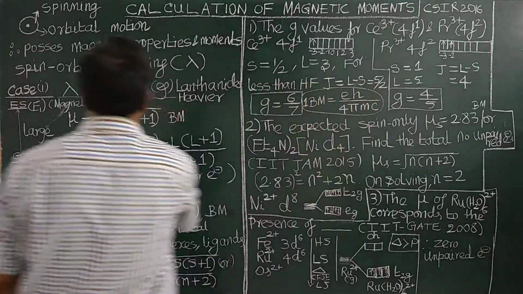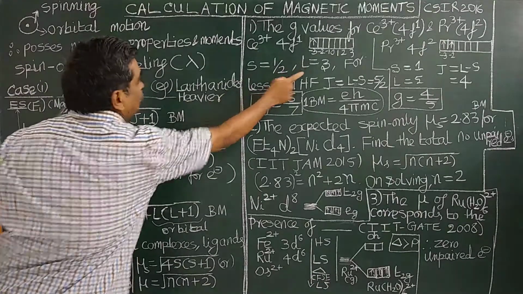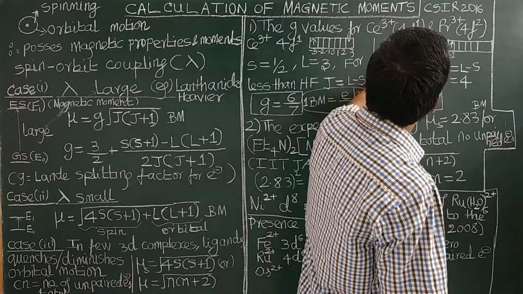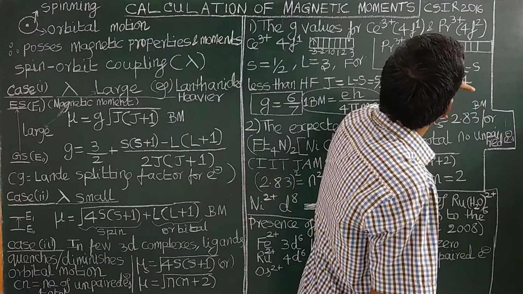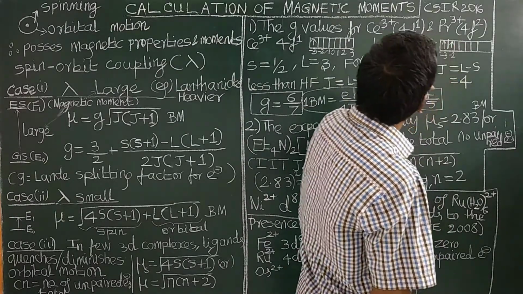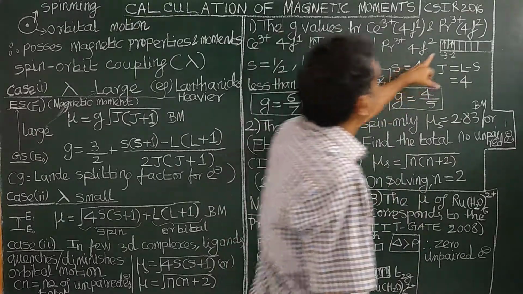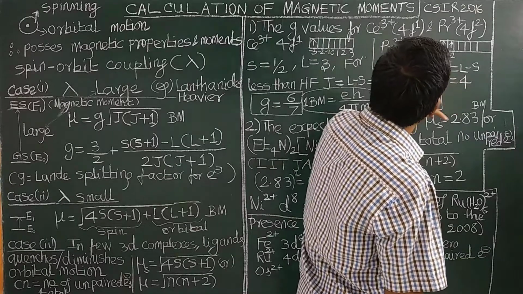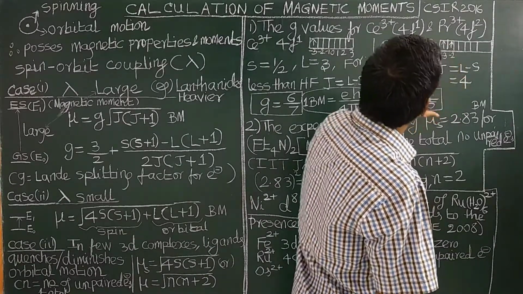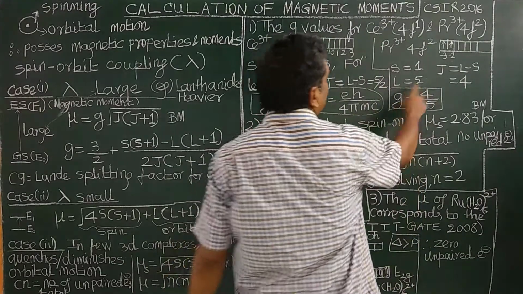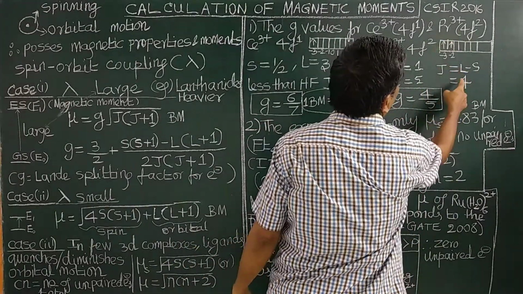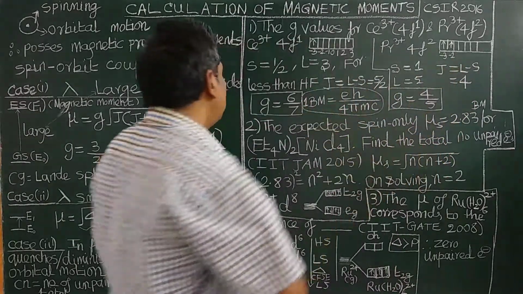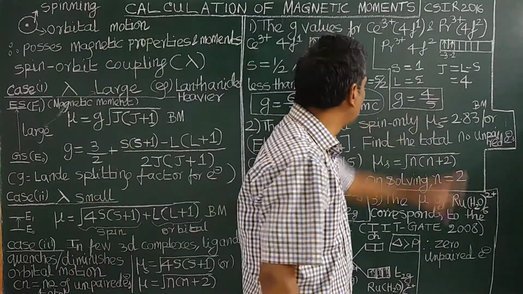On substituting the S value, L value, and J value in this formula, you will get G equal to 6 by 7. Similarly, for Pr 3 plus 4f2, -3, -2, S equal to 1 by 2 plus 1 by 2, so S equal to 1, the resultant spin angular momentum quantum number, and L equal to 3 plus 2, 5, modulus. Therefore, L equal to 5. For less than half filled, J equal to L minus S, therefore 5 minus 1, 4. On substituting these values in this formula, you will get G equal to 4 by 5.